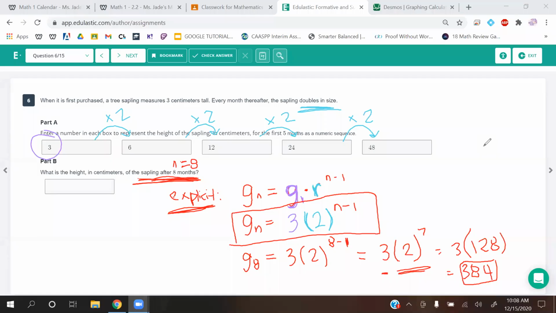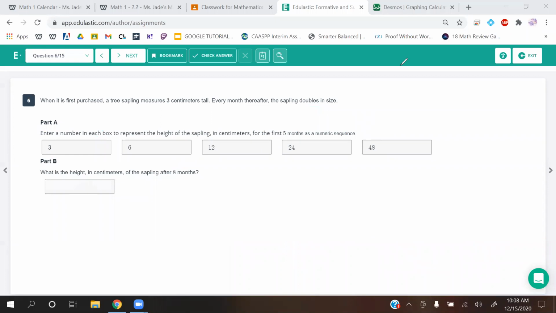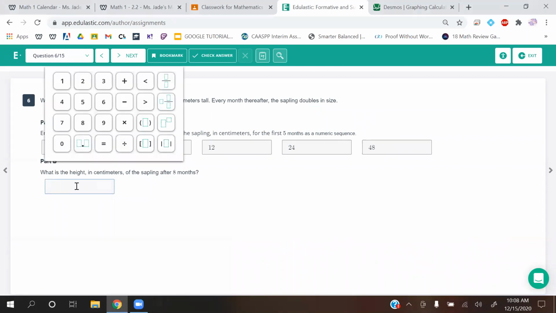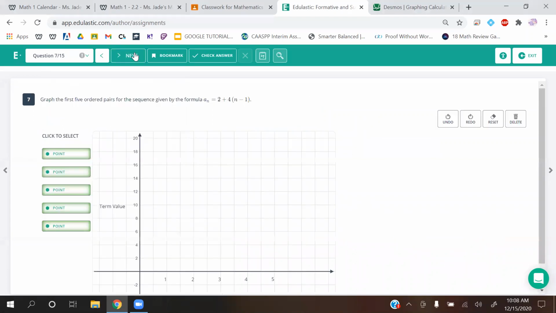Okay, let's clear all drawings and type 384. Okay, let's go to the next one. Graph the first 5 ordered pairs for the sequence given by the formula a sub n is equal to 2 plus 4 parentheses n minus 1. So here they gave us the explicit formula for an arithmetic sequence. And we're going to plug in numbers so that we can get to the first 5 ordered pairs.